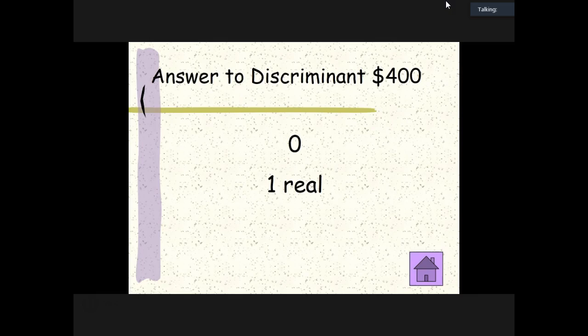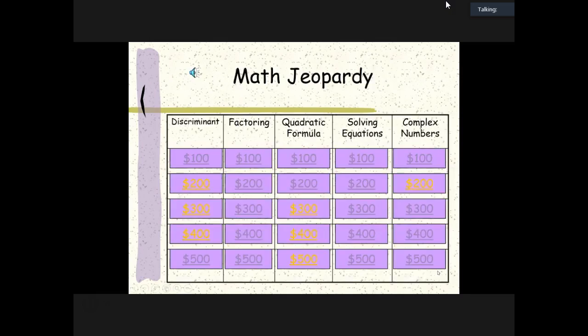All right, Maya and Colton. Sorry, I forgot which way I went. Okay, Colton, pick your category and points. 200. All right, quadratic formula for 200.